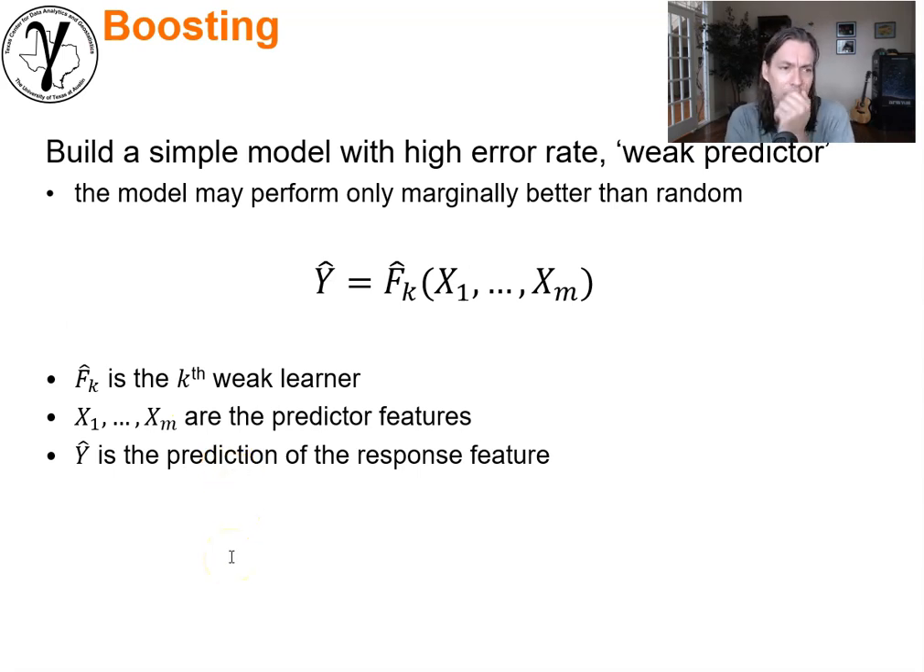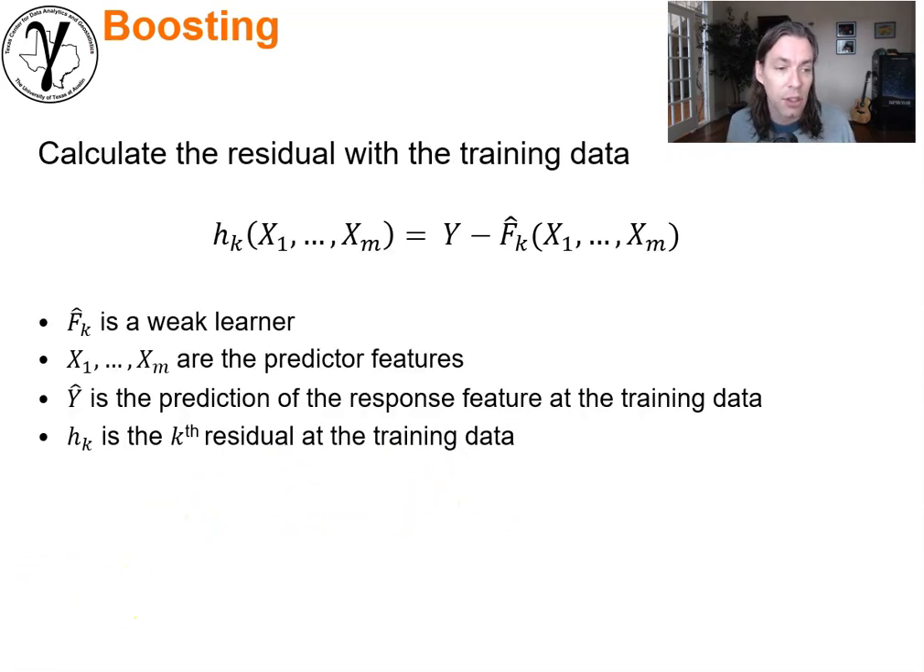So this is really interesting. We're going to build a simple model to start off that has a very high error rate. We'll call it a weak predictor. The model may be only marginally better than a random model. So this is what we'll do. We'll fit the data with a weak predictor. We're going to have our predictor features x1 through xm, and y is going to be our weak predictor of the response feature that we want to work with. Okay, so far so good.